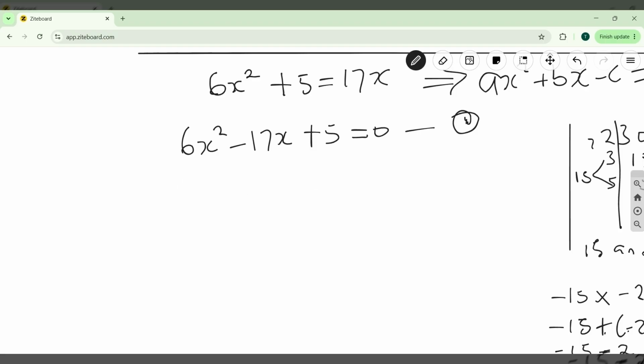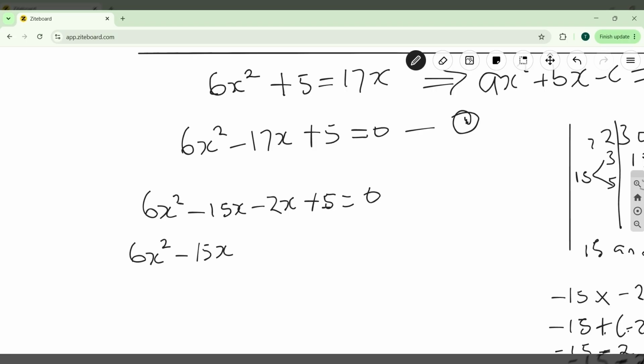This is going to give us 6x squared. I'll just substitute that value of negative 15x and then negative 2x. I'm substituting it for 17x because this is what this means. This means 17x. Okay, so if I do that, this is now positive 5 is equal to 0. So I have 6x squared minus 15x plus 2x, negative 2x plus 5 is equal to 0.